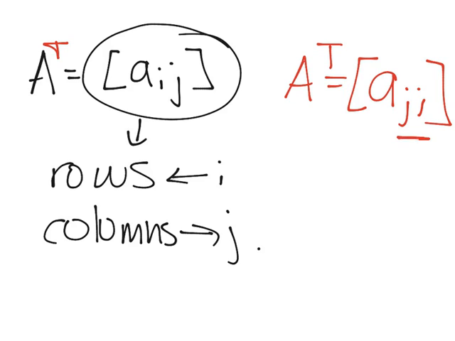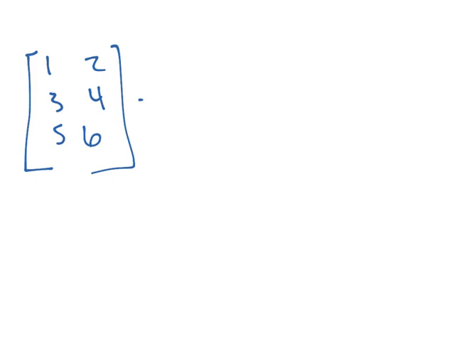What does this mean? This means that whatever row it was in, it now becomes the column, and whatever column it was in, it now becomes the row. It might still be a little bit confusing, so let me give you an example. Let's say that we have 1, 2, 3, 4, 5, 6, and this is equal to A. Now what is A transpose?